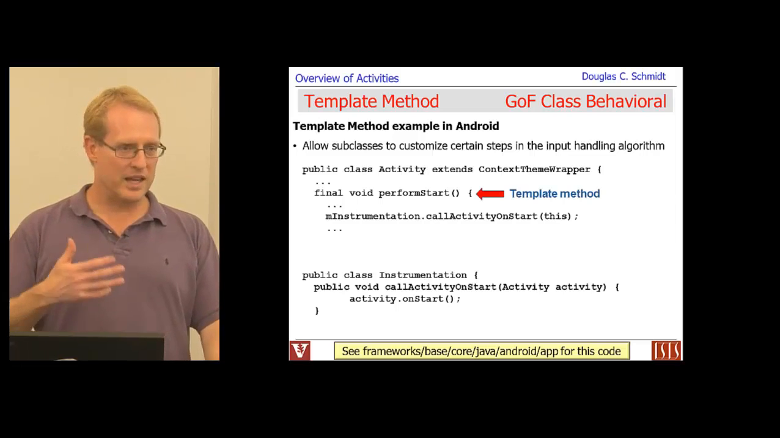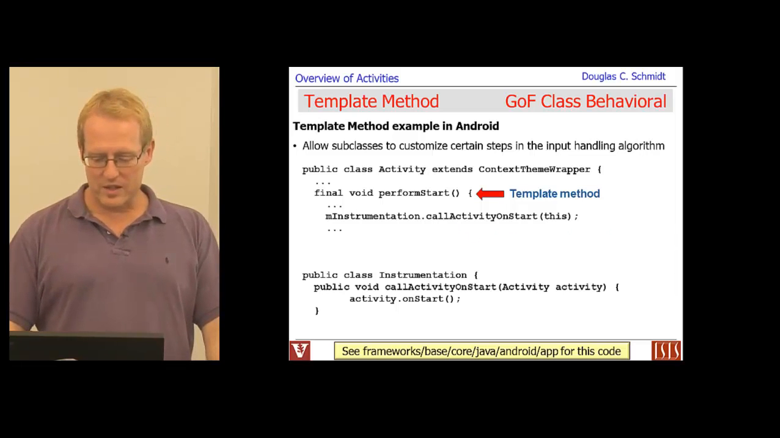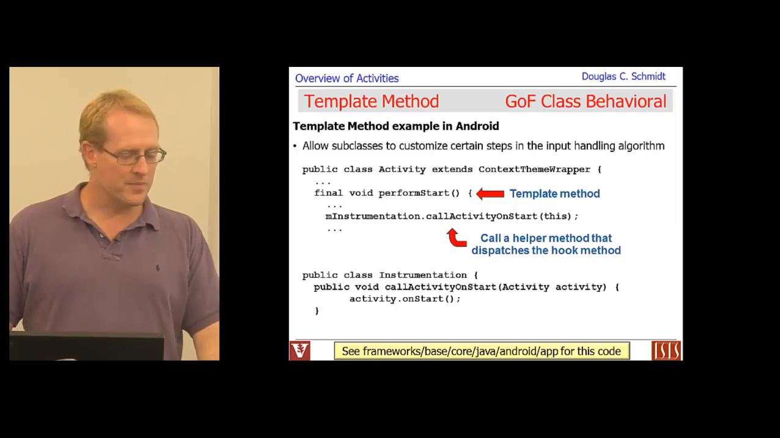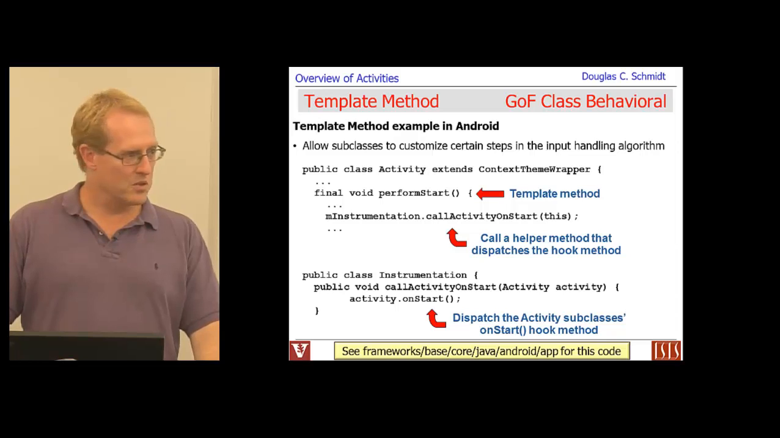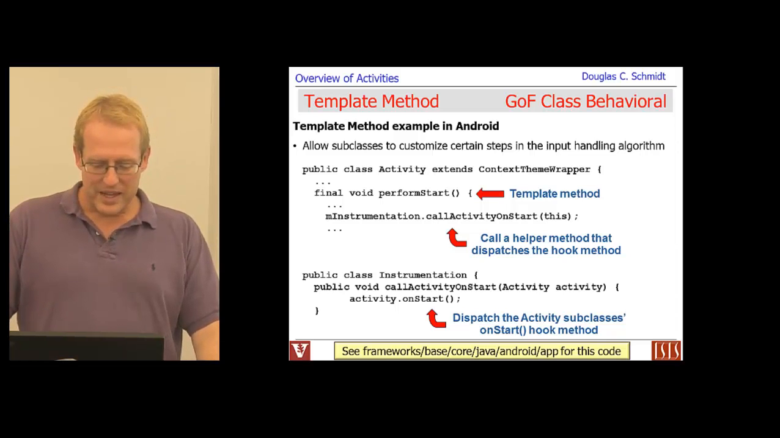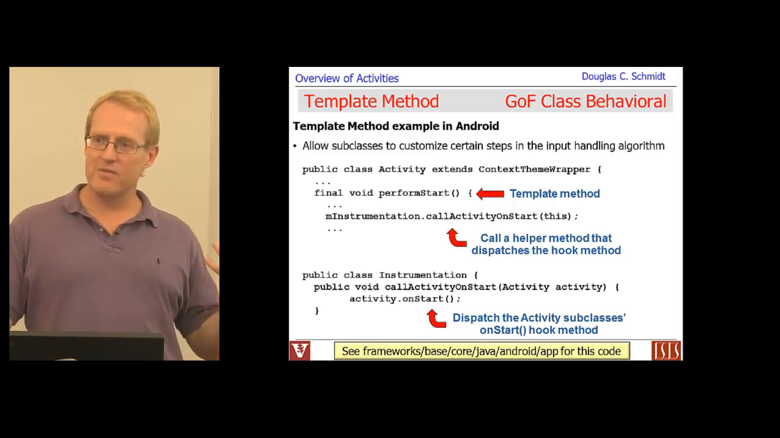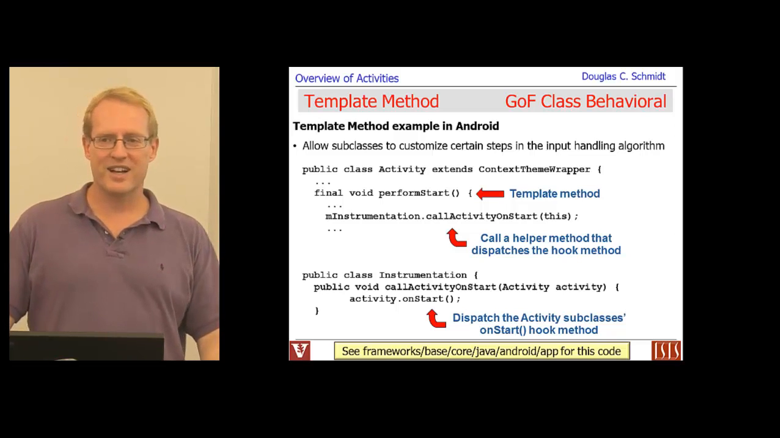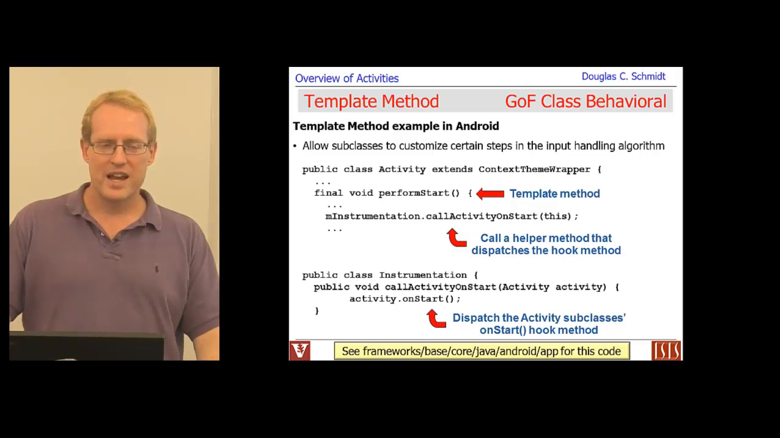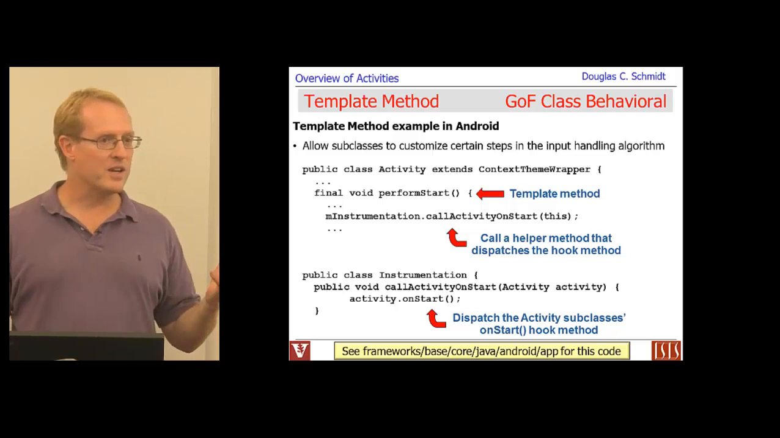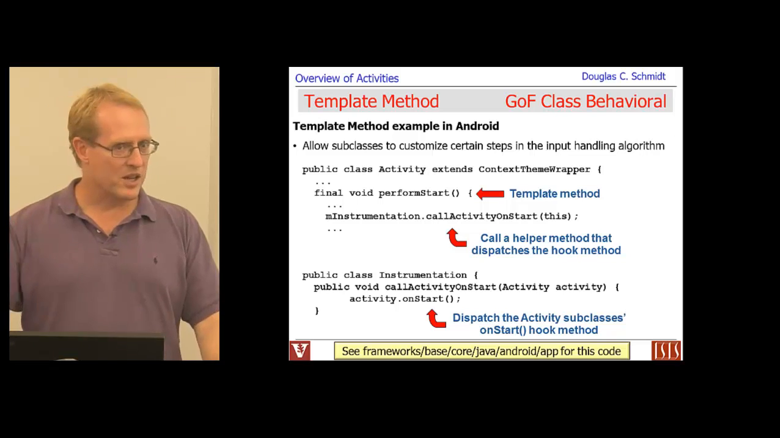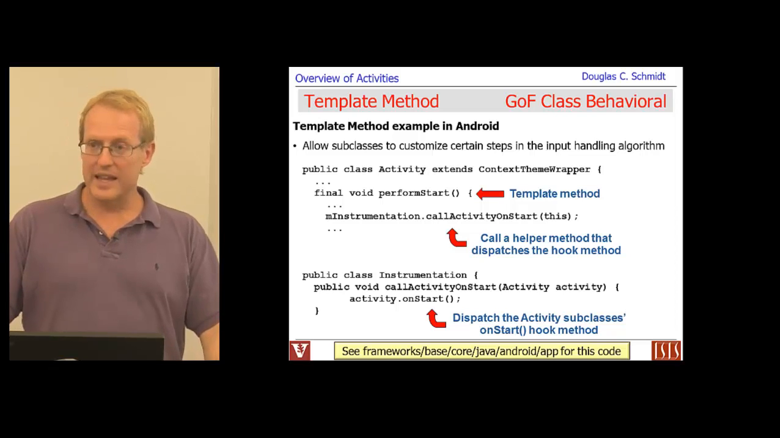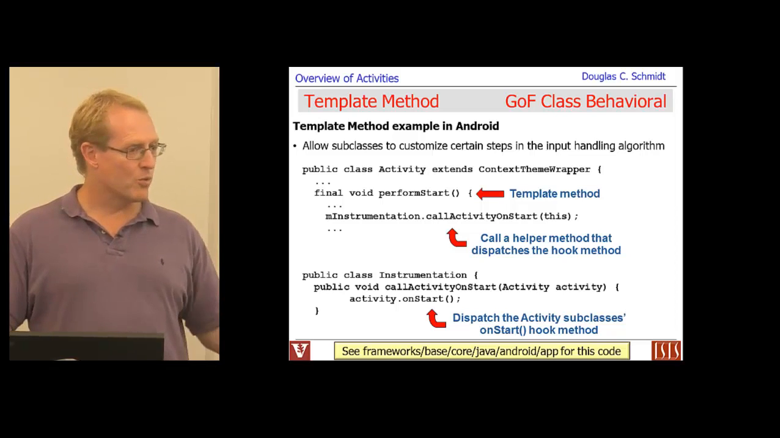It does a set of things. One of the things it does is to call this helper method. And this helper method, as you take a look and see what it does, it just turns around and takes the activity parameter passed to it, which is this, the activity context, the perform start activity context, and it says, hey, activity, start yourself, calls the onStart hook method. And that, of course, is what's dispatching the method that you would write.